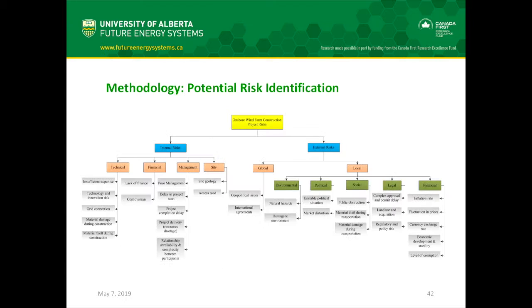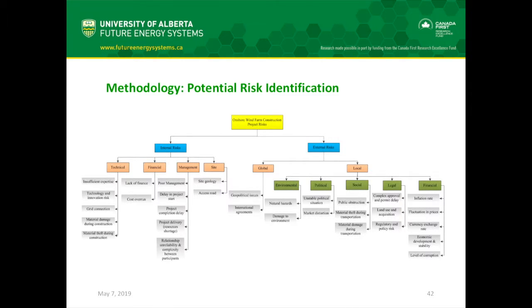I started with analyzing the literature, and I was able to extract the initial factors affecting the construction of a wind farm project. These factors are divided into internal and external factors. The internal factors come from the project itself, and the external factors come from the surrounding environment of the project. The external could be local or global. The local one comes from the country itself. The global one is from worldwide.